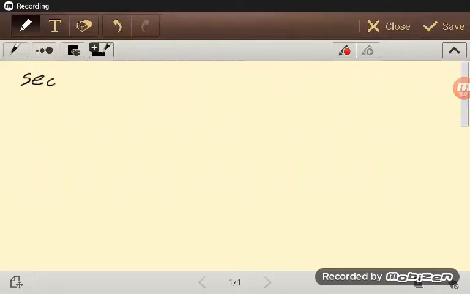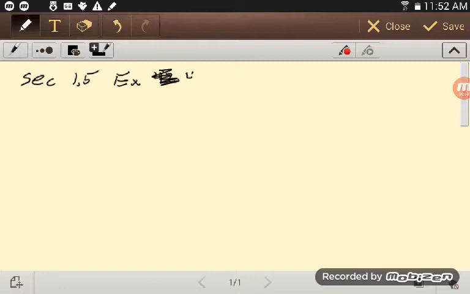Okay, section 1.5, exercise 42. Nope, sorry, not 42, 41. And here we want to look at the limit as x goes to -4 from the left of x squared plus 2 over x plus 4.